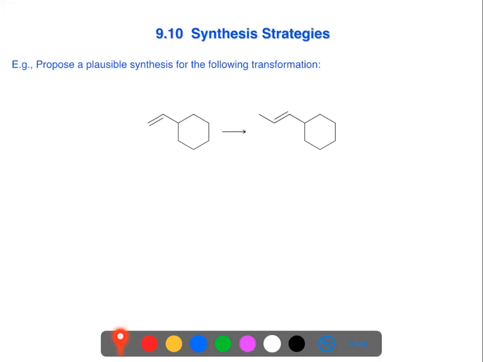So you can see in this example, we have an alkenyl substituent which is 2 carbons in length. But in our target molecule, we see that the size of that substituent has increased by 1 carbon. So we go from an ethenyl substituent to a 1-propenyl substituent. And so that tells us that we must carry out a carbon-carbon bond forming reaction at some point to increase the size of that carbon skeleton.